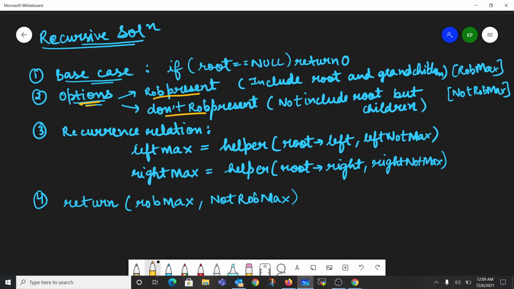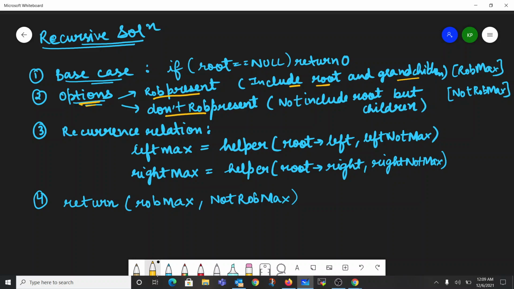So this simply means when we are required to rob the present node, then we will be simply including the root node, which is our present node, and we would be choosing its grandchildren. That is the rob max variable, which I would be using in the code. Don't drop present simply means that we won't be including our present node, but we would be including the children of that particular root. So this I would be including in the not drop max.